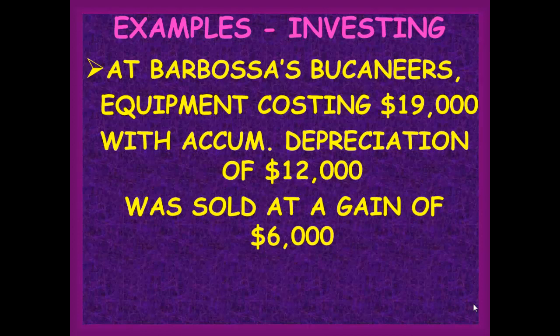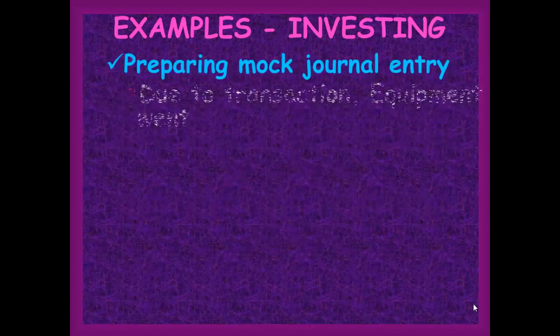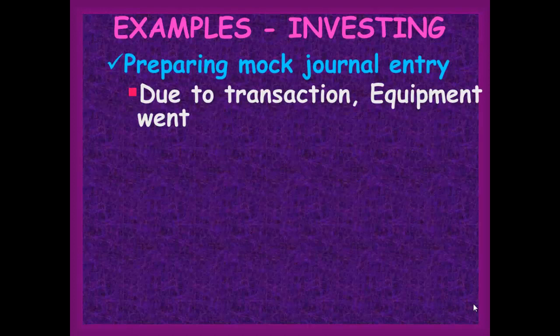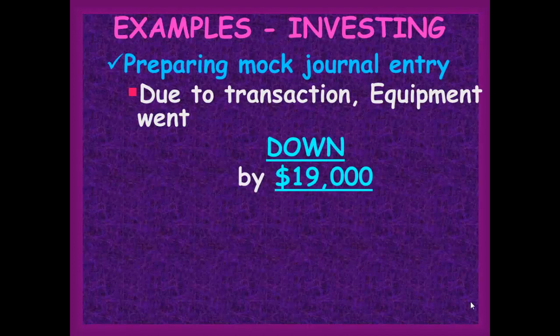But what we need to see is how much cash did I get for doing this? Now this is going to take us back to chapter 9, doing our mock journal entry. As a result of this transaction, my equipment account did what? Went up or went down? Went down. When you sell equipment, it's going to go down by what, $19,000? What type of an account is equipment? It's an asset.